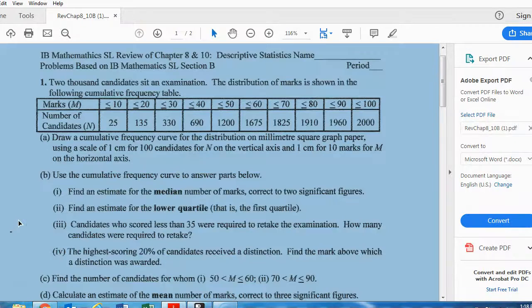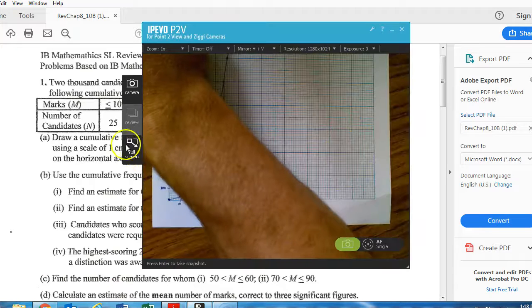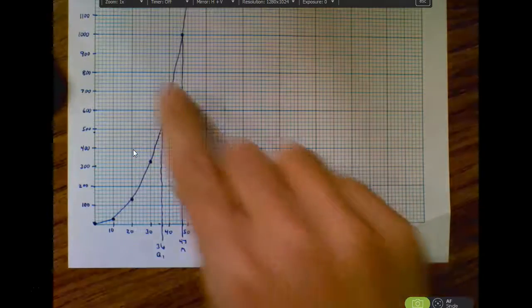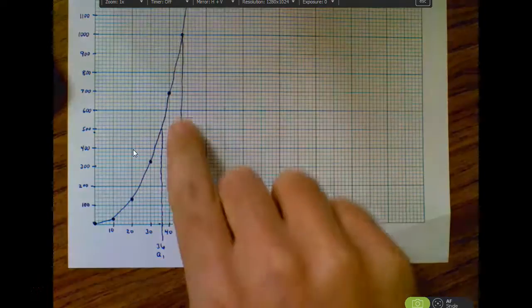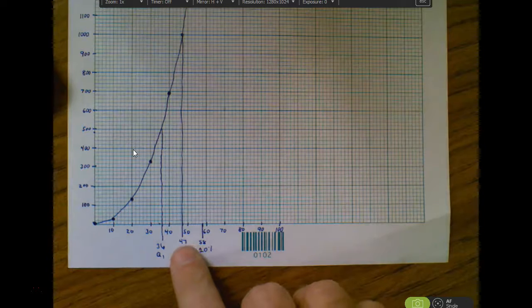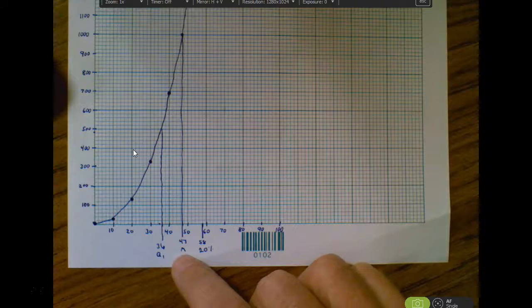The first one, part B, asks us to first find the median. The median would be the middle candidate. So if there are 2,000 candidates, that means candidate number 1,000 would represent the median value. If we go to our graph and find the 1,000th candidate and trace that over and down, that should tell us our median value. On mine it's 47. Yours might be 1 or 2 off from that, but we should be pretty close.